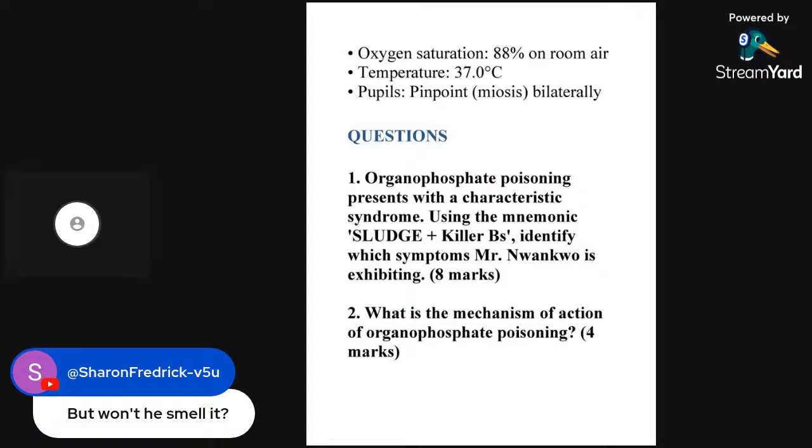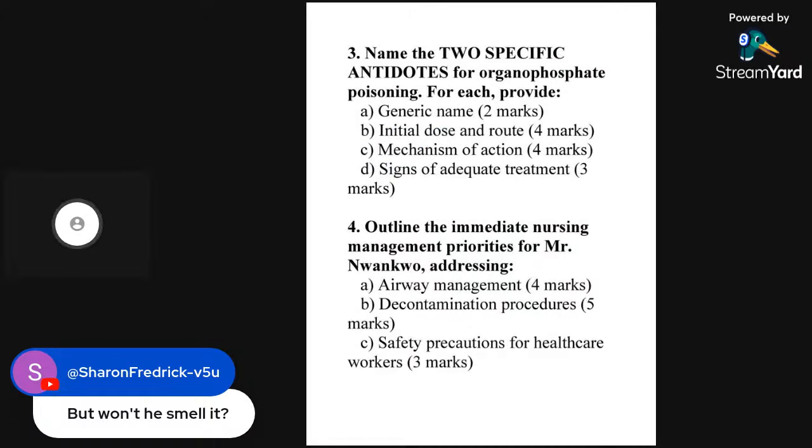All right. So the solution is atropine. That's the antidote for it. Although there's a new antidote, I don't know if I mentioned it in class. I doubt it. Let me type it here. There's a new antidote, pralidoxime. This can also be used. Can you see it anywhere? That's it. Name two specific antidotes. That's it. Outline the immediate nursing management priorities.